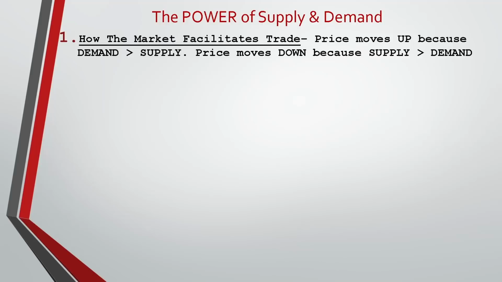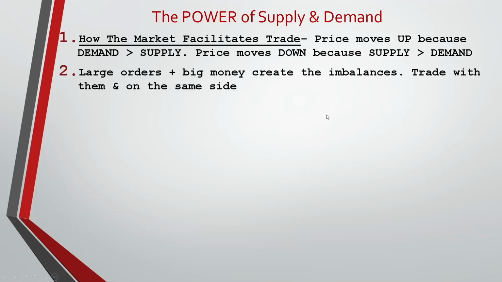When the equation is out of balance or not in equilibrium, this is when we get price imbalances, which is what I trade off of. The large orders, big money will create those imbalances, and our objective and our goal is to trade with them and on the same side as them.